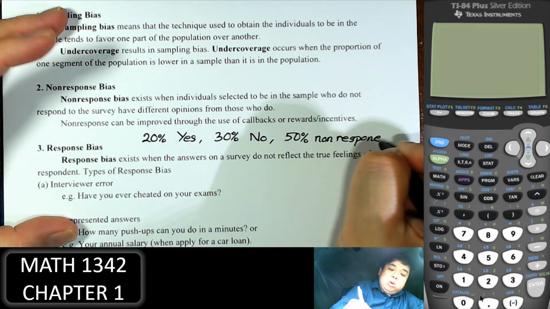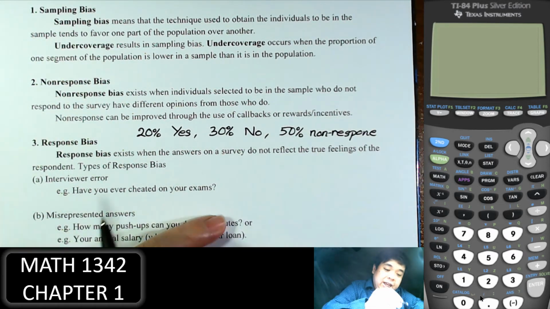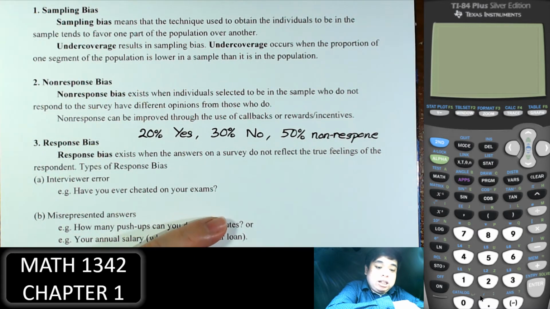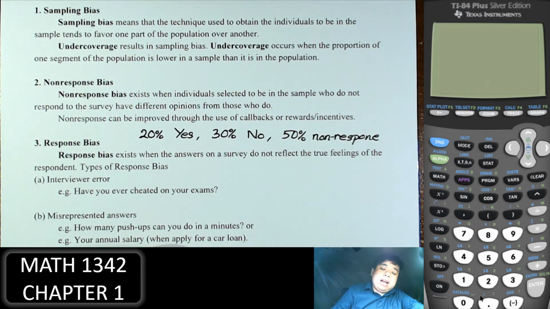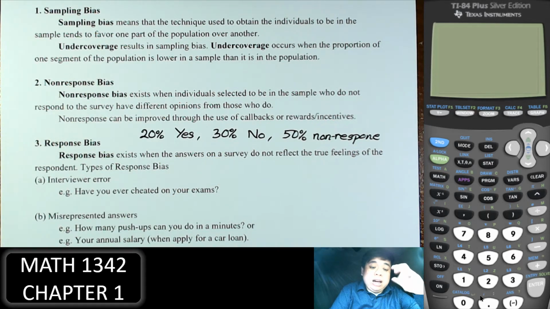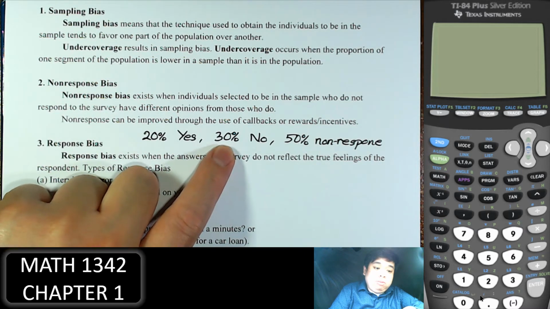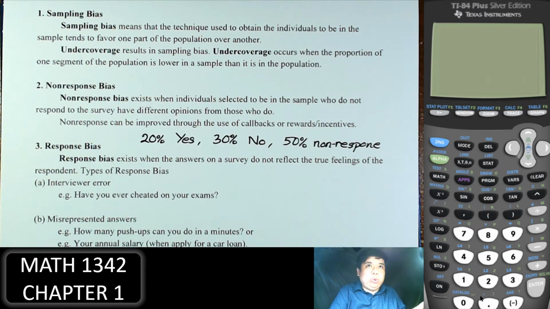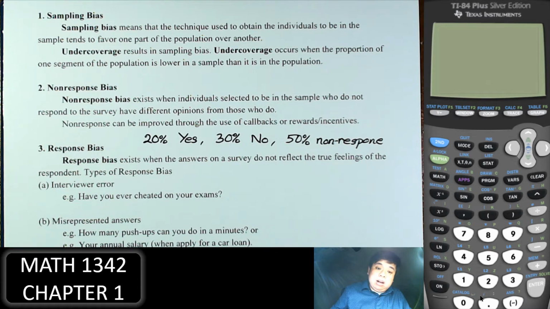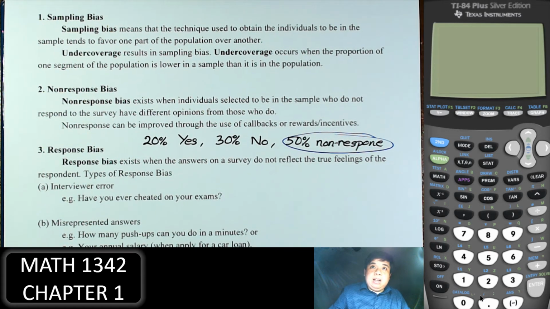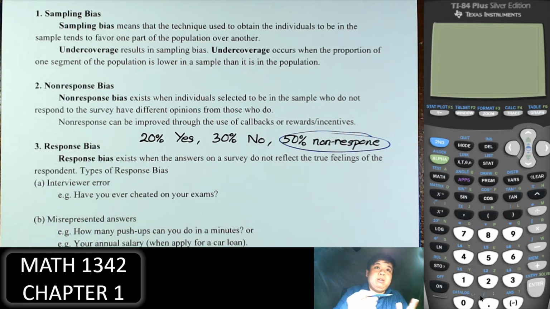Let's say we want to vote on something, and you ask 100 people, and this is the result. Based on this result, you can say that the majority of the people voted no on the issue. However, they are only about 30%, and 50% did not respond. Even so, it is true to say that more people voted no than yes. That's true, but it does not represent the true meaning. So the non-response can be improved by using callbacks or reward incentives. If you want a better result, you have to track down these 50 people and ask them again, and they have to choose either yes or no. In that case, we will have a better picture of this.